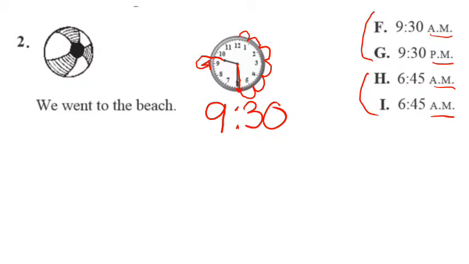I can go ahead and cross out 6:45 because I know that my time says 9:30. Now I have to think about whether this is an AM time or a PM time. It says we went to the beach. I know that 9:30 a.m. is something that happens when it's light outside. I know that 9:30 p.m. is when I'm in bed. I just went to bed or I'm just going to bed. So if I'm going to the beach, I want to do that when it's light outside. Therefore, p.m. is not a good choice. 9:30 a.m. is the correct choice.